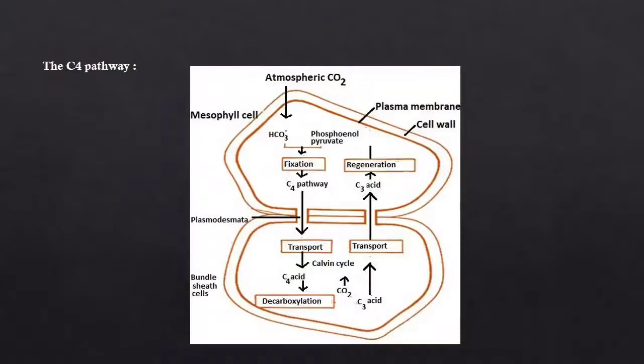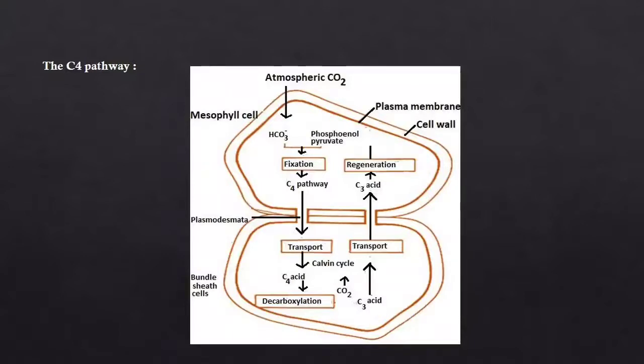Let's go again. How does the C4 pathway initiate? It initiates with a molecule which is PEP, phosphoenol pyruvate, a 3-carbon molecule. Then they yield a 4-carbon molecule, OAA, oxaloacetic acid. And then it is converted into another 4-carbon molecule known as malic acid. So this is basically the C4 pathway.